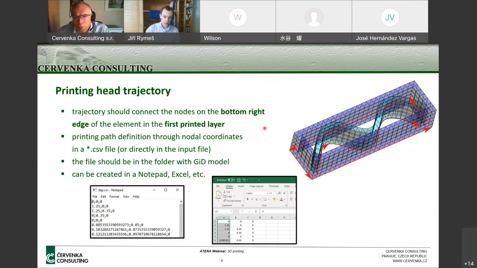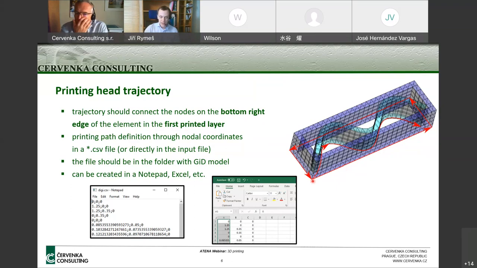You should be careful to set the printing head trajectory along the bottom right edge of the elements at the first printed layer. So if I have the structure like this, this direction goes the height, I go on the bottom right corner of the first printed layer.